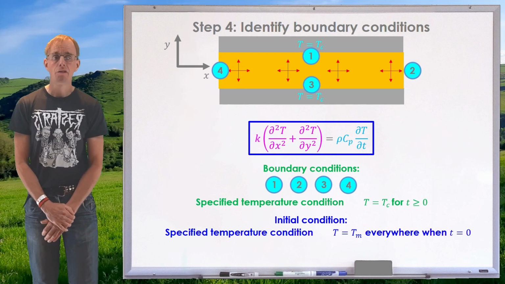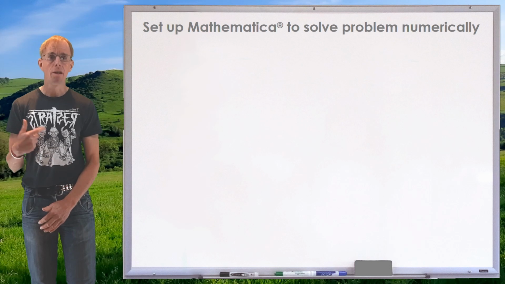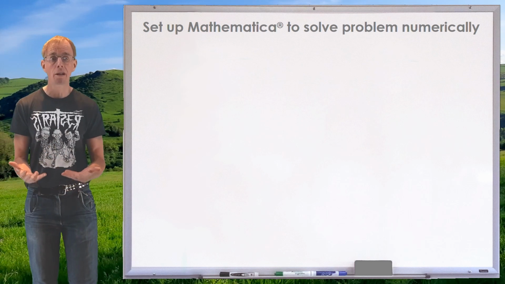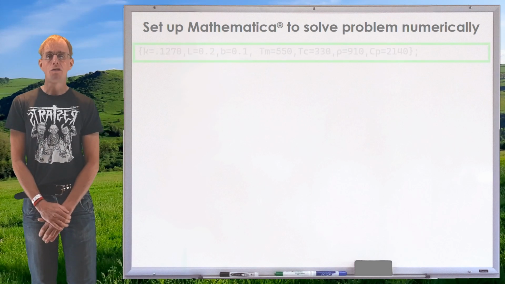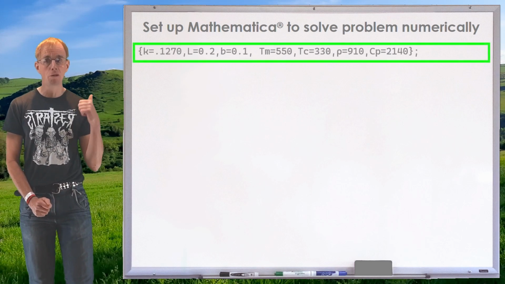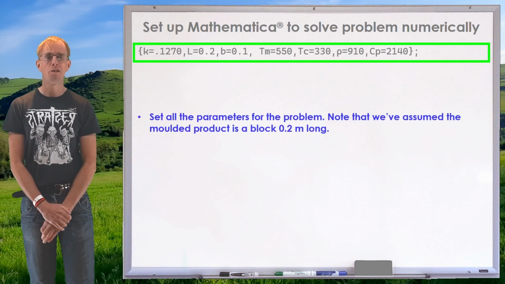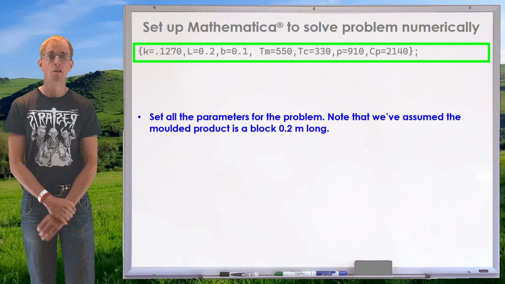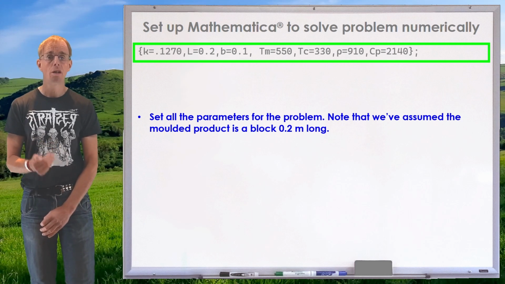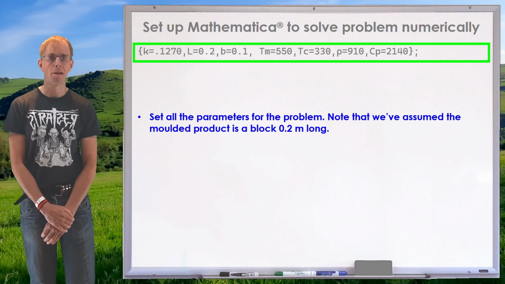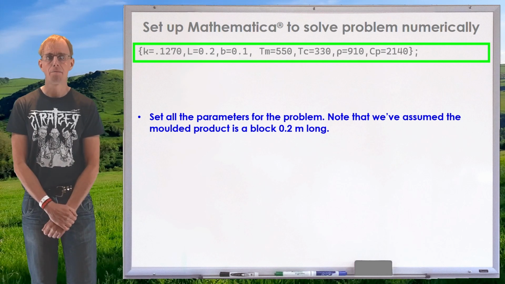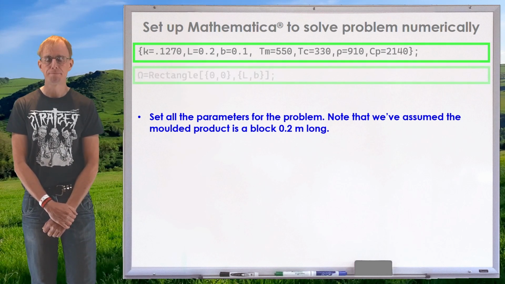All right, so now we've established the equation. Now we've established its boundary and initial conditions, we can set it up and solve it. And we're going to again do this in Mathematica. So in terms of the Mathematica script, the first thing we do, as per last time, is set the physical parameters of the problem. I've set my thermal conductivity, the length and thickness of my product, the melt temperature, the mold cooling temperature, the density and the specific heat capacity. And I've assumed that my moulded product is 20 centimeters in length and 10 centimeters in thickness.